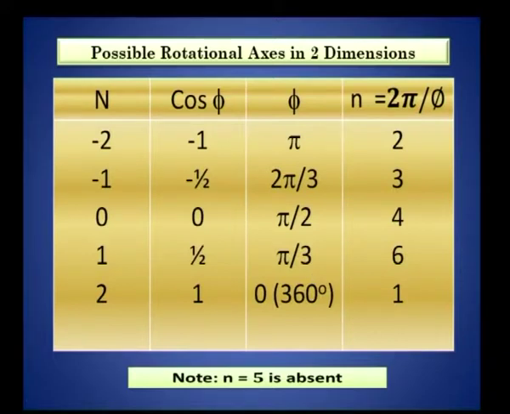360 is 0, right. So, rotation through 360 or no rotation is a null operation, right. No rotation or rotation through 360 or n times 360, both are the same. Okay. So, n is 2 pi by phi. What is n? N is the fullness of rotation.